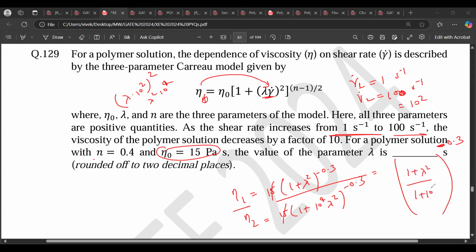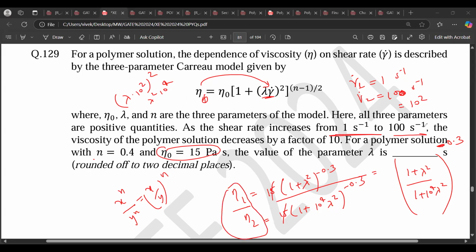I hope you understand this much mathematics. If x to the power n and y to the power n, then I can write (x by y) whole to the power n. This is under basic power law, okay? So now why did I do that? Because eta 1 and eta 2 are given.